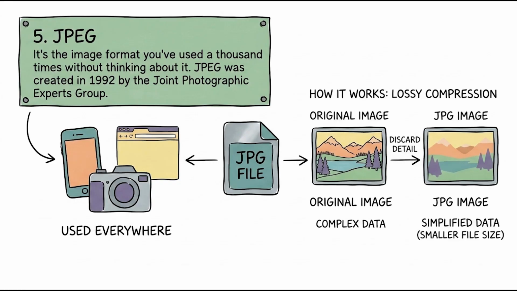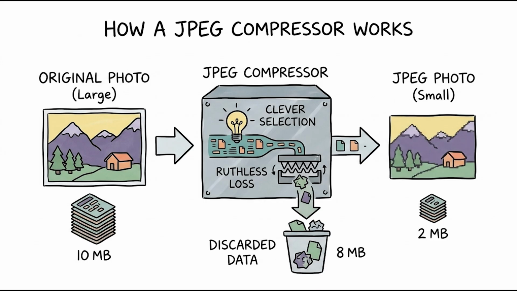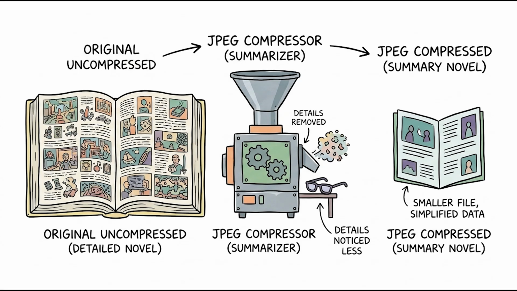JPEG. It's the image format you've used 1,000 times without thinking about it. JPEG was created in 1992 by the Joint Photographic Experts Group. It exists for one purpose: making photos small enough to actually share. The way it works is clever but ruthless. JPEG compresses images by throwing away details your eyes won't notice.